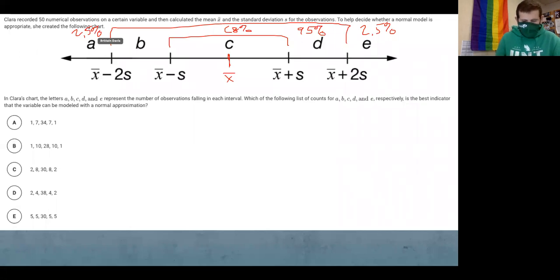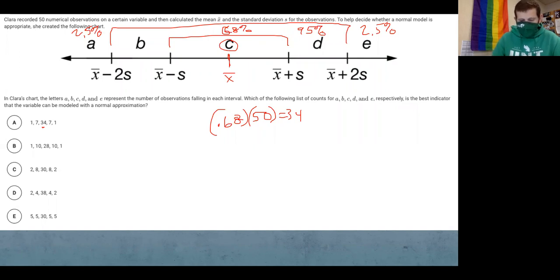All right. So here's the thing. If we know there's 50 values, then we should expect 68% of those 50 values. So 0.68 times 50 is 34. So we would expect 34 to be in this range C. And there it is. And honestly, that's probably all you have to do, because that's the only one that has that option. And then anything beyond that is going to be whatever.